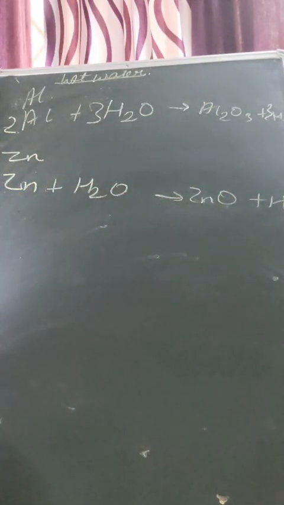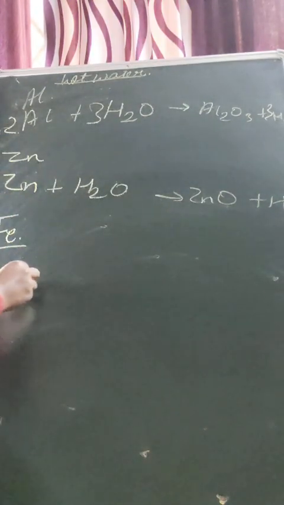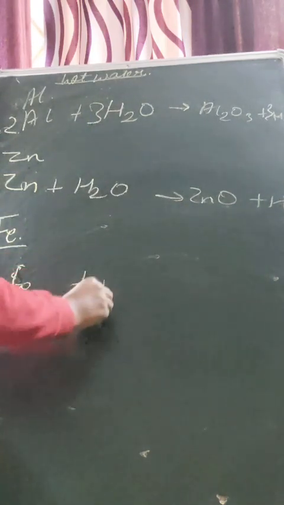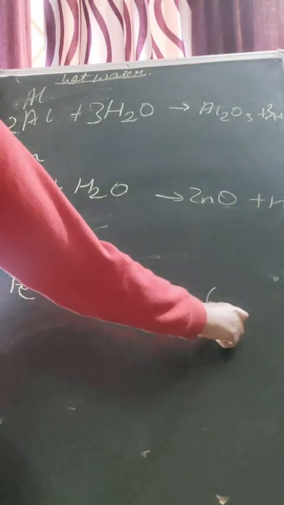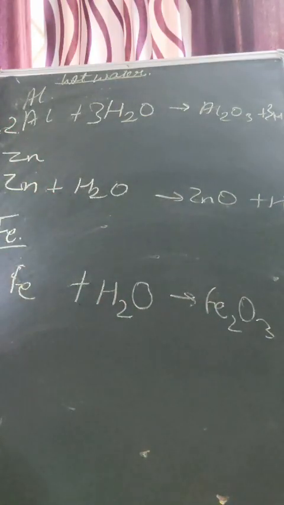Now, there is this magic in the zinc oxide. When this zinc oxide will be hot, it will be yellow color, but as soon as it is cooled, it will turn into white color. This is a magic. Very interesting. Now, iron. If iron is placed in hot water, it will form Fe2O3. Now, here the ferric will be used. The iron with valency 3.